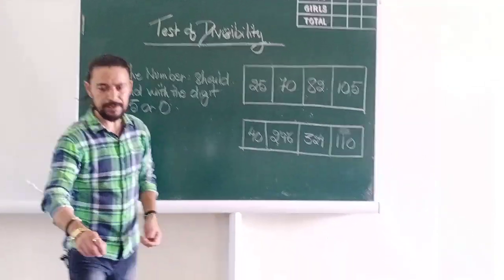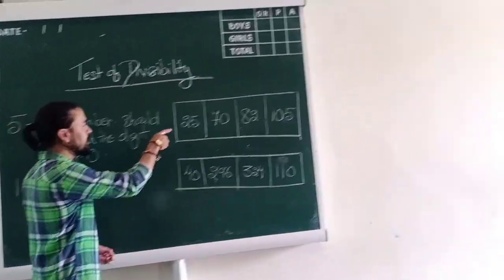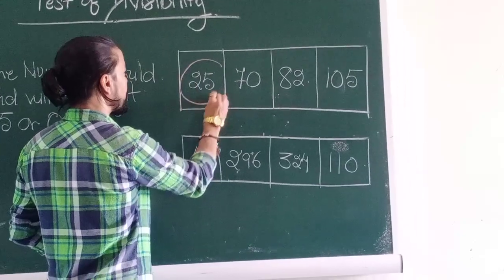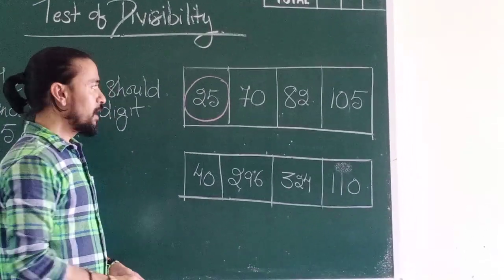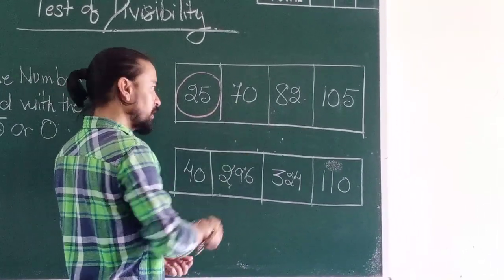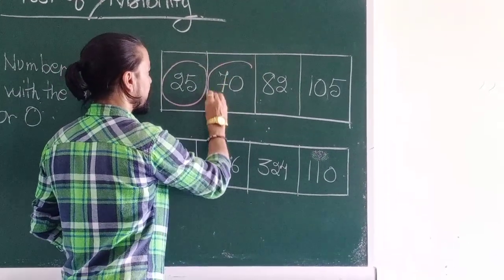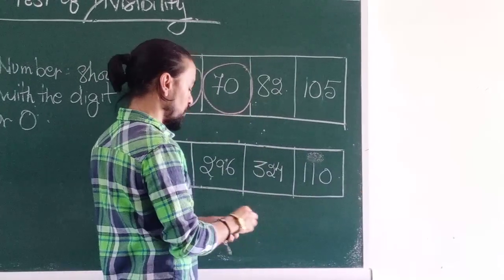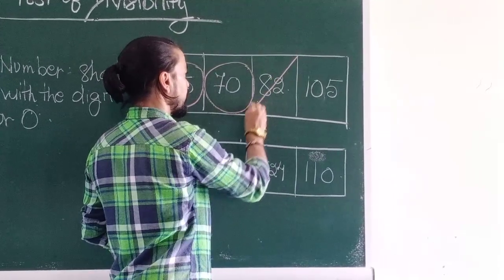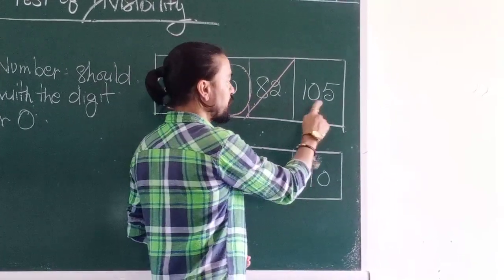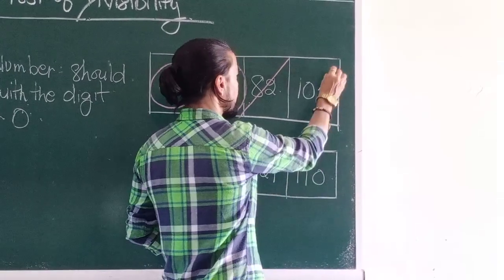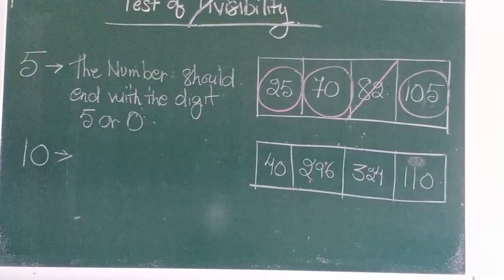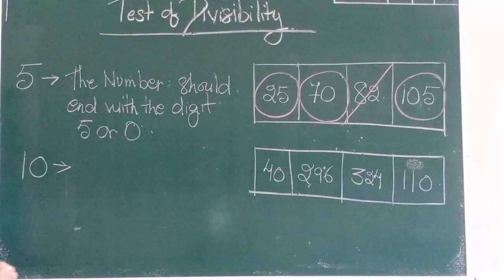Let's look at the examples. 25. Ending with 5, yes, divisible by 5, 5 5s are 25. 70, ending with 0, yes, divisible by 5. 82, ending with 2, no, not divisible by 5. 105, ending with 5, yes, divisible by 5. That's how we find out whether a number is divisible by 5 or not.